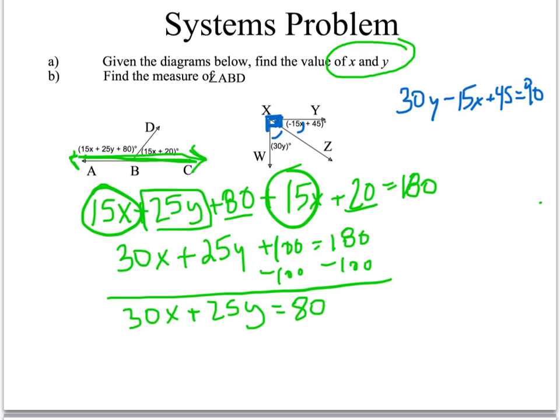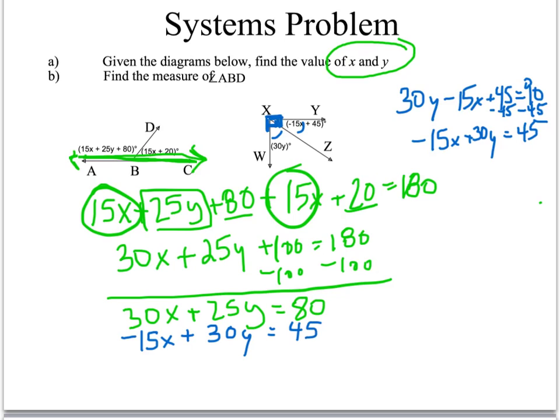So I'm just going to put these terms in the proper order. Negative 15x first, plus 30y, and then I'm going to subtract 45 from each side, and that's going to equal 45. Now, here's where organization comes into play. I'm going to take that blue equation, and I'm going to line it up right below my green equation. Negative 15x plus 30y equals 45.